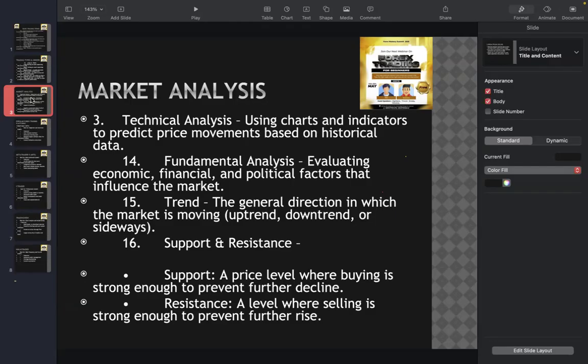Hopefully, starting from tomorrow, most of our guest speakers will start introducing you guys to these strategies properly. But we are just trying to give you the basics for today. So technical analysis is using charts and indicators to predict price movements based on historical data. What this means is using what you've learned and what the market has been doing for a while to predict where the market is going.